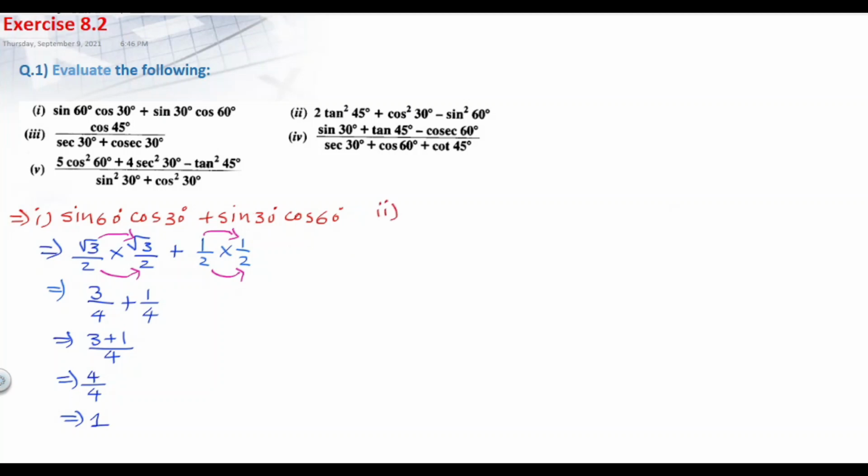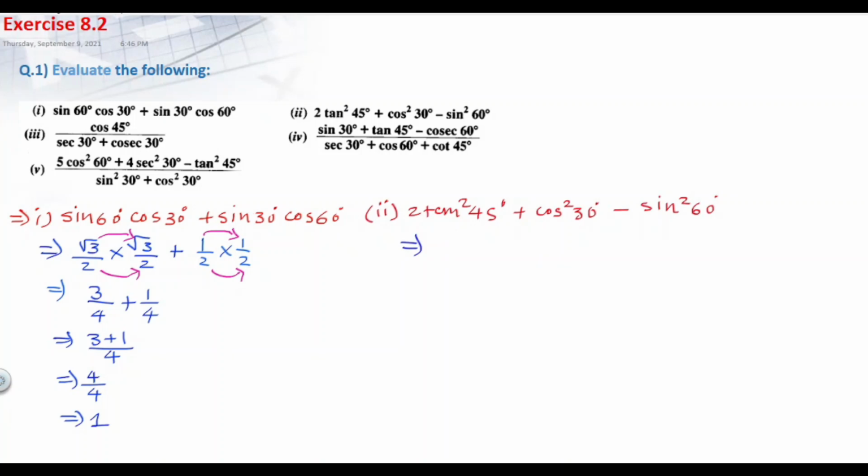Second question. What is the second question? 2 tan square 45 degree plus cos square 30 degree minus sin square 60 degree. So 2 tan square 45 degree plus cos square 30 degree minus sin square 60 degree. Okay, so let's do this.